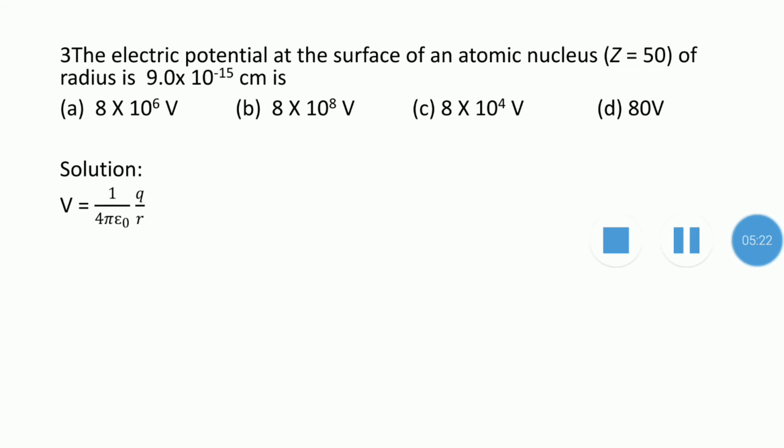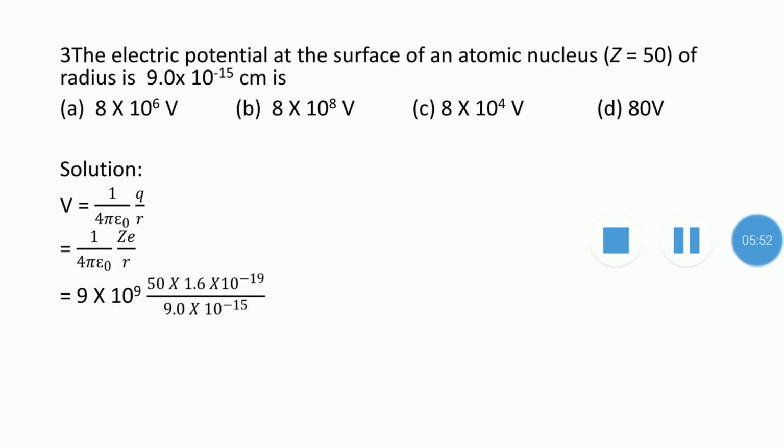So what we will get? Substitute the values. 1 divided by 4 pi epsilon naught, ZE divided by R. Z value is 50, E is the charge of the electron, and R is the radius given. So here, simple calculation: in the denominator and numerator you have a 9. Cancel both the values, you will end up with 50 into 1.6, which is nothing but 80.